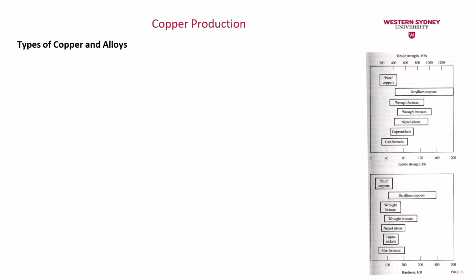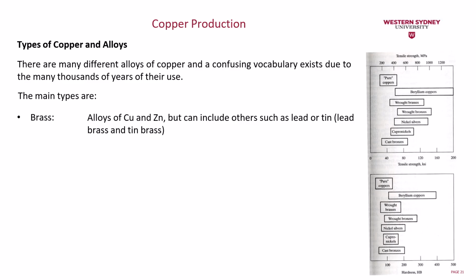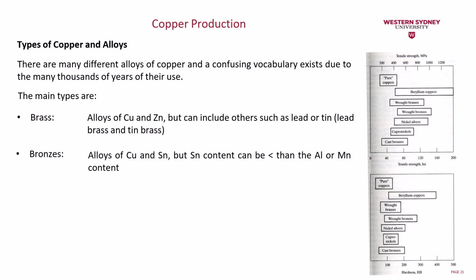So there are many types of copper and alloys, and confusing vocabulary exists due to the thousands of years of their use. The main types are, first, brass, an alloy of copper and zinc, but which can also include others such as lead or tin, with lead brass and tin brass being the two main types. Bronze is an alloy of copper and tin, but the tin content can be less than that of the aluminum or magnesium contents.